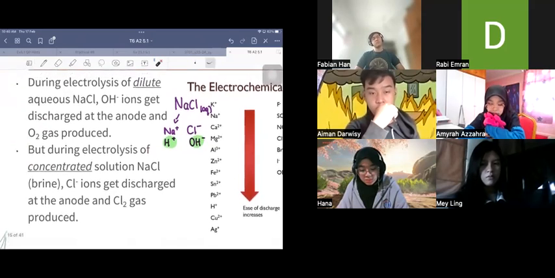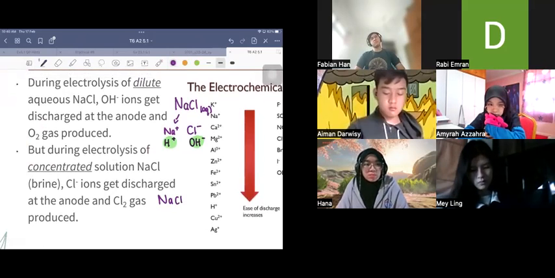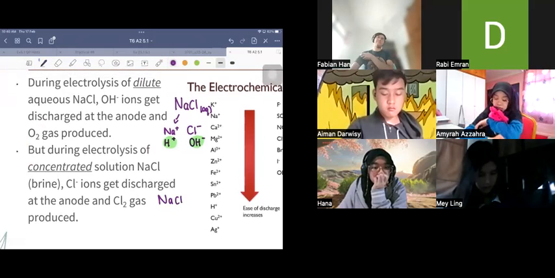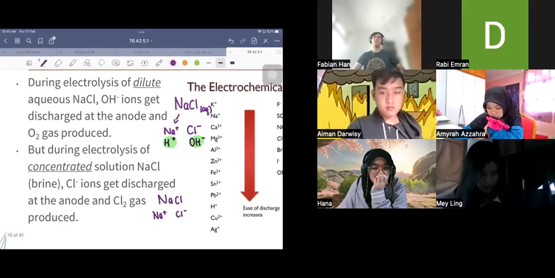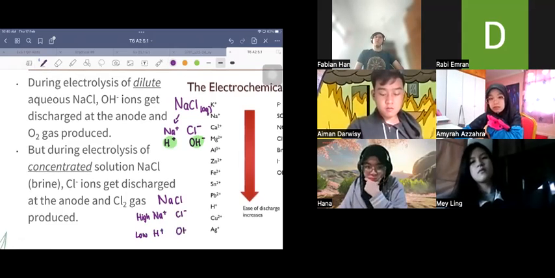Versus sodium chloride in concentrated solution. It does contain water, but in a small amount. So I will say high sodium ions and high chloride ions, low H plus and OH minus.